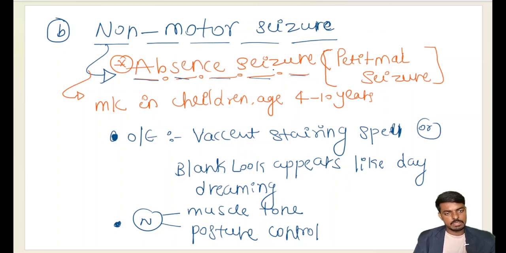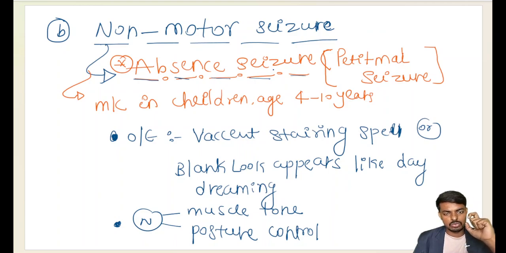So the word itself, non-motor, means there is no motor manifestation. And the word absence seizure itself says that there is a period of absence. It's a period of vacant staring spell, meaning the patient, see, one child is playing volleyball or any ball in the ground, he will suddenly stand, and he will not respond to his surroundings, but his level of consciousness is normal, and he will not fall down also. There are no motor abnormalities.